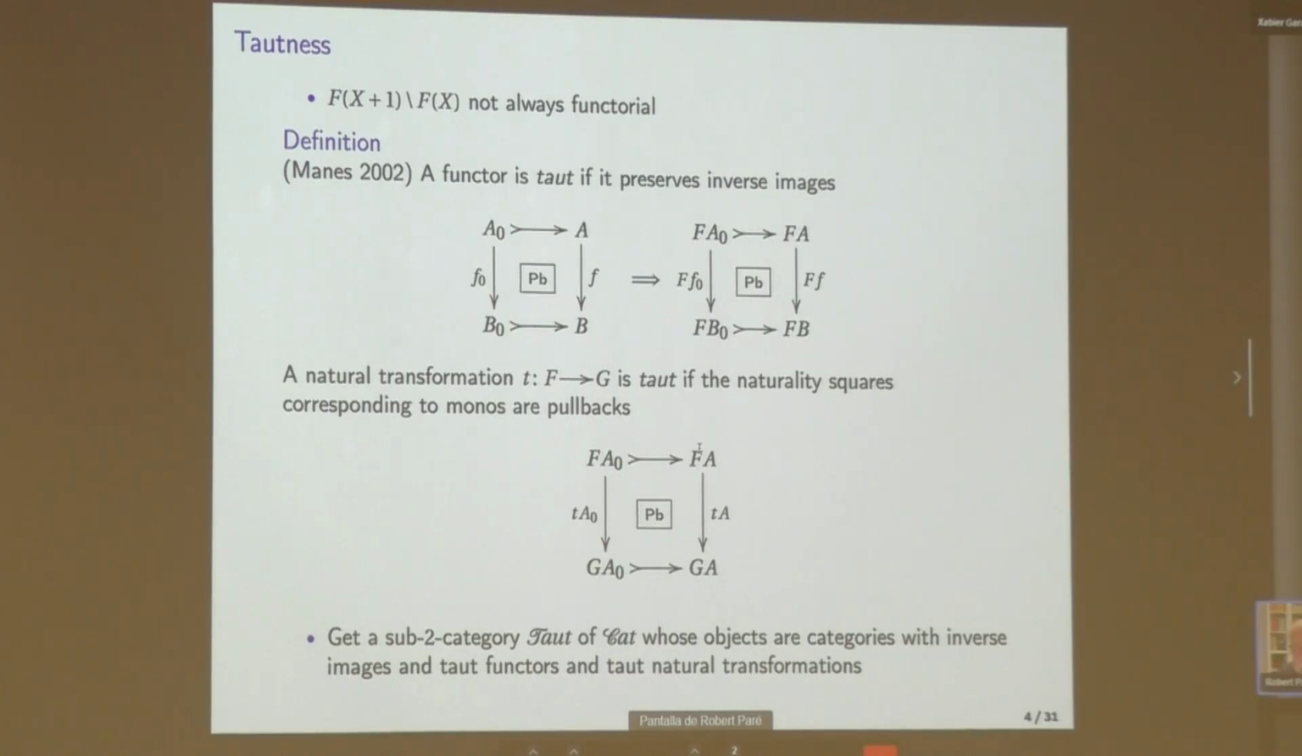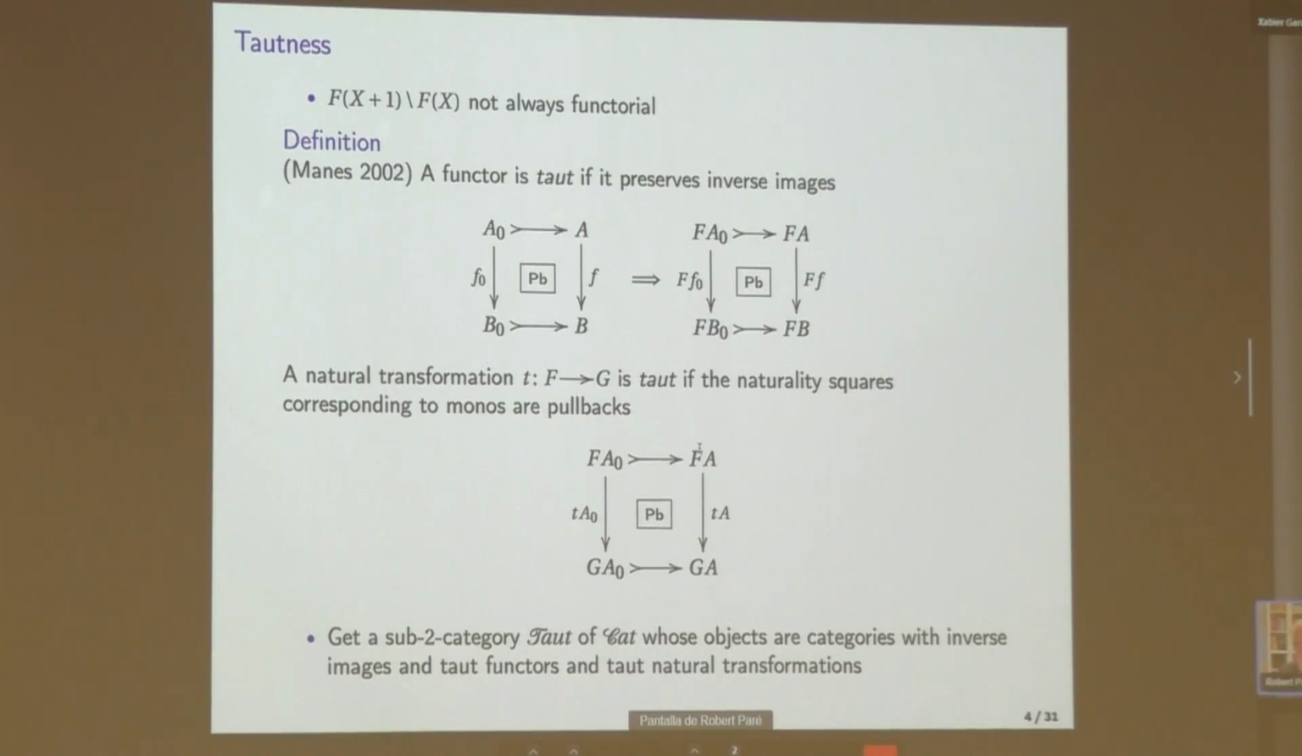I should mention that these appeared earlier in work by Trnková in the late 60s, where she was studying precisely the structure of endofunctors of sets. She had many conditions, and this was one of them, but she didn't single it out, whereas Ernie here singled this out as being the thing that he needed, and this is what we need as well.